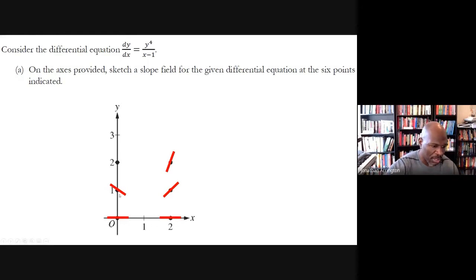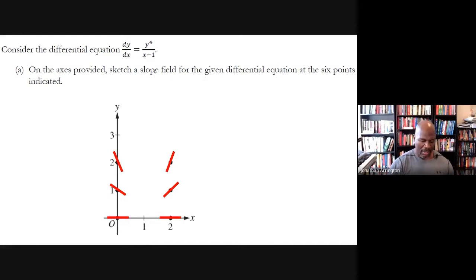And if we go to the point 0, comma 2, so 0 minus 1 is -1, and 2 to the fourth, again, is 16. So it's 16 over -1, or -16. So the slope should look something like that. And that's all you have to do for the slope field problem. Again, this is normally 2 points, 1 point for the zero slopes, and then another point for the non-zero slopes.